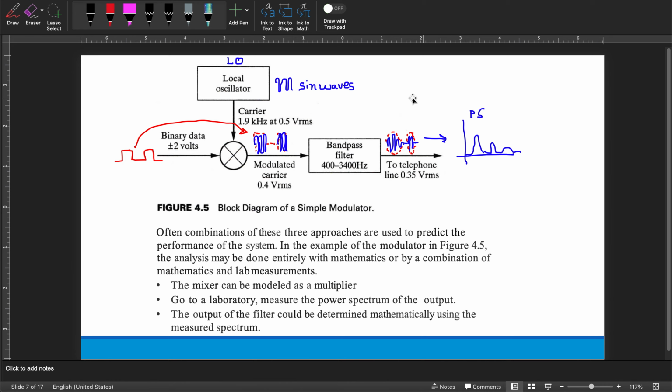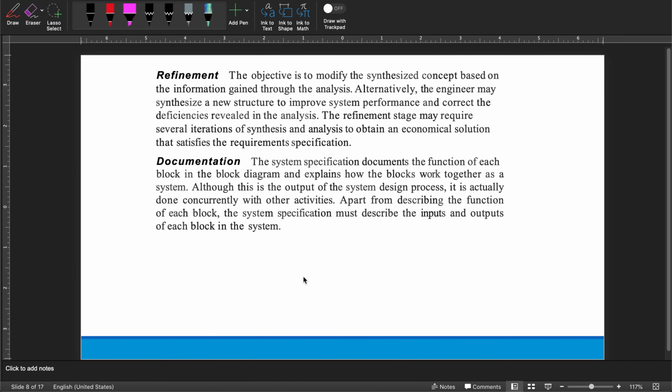But all this stuff now can be done in Simulink. I don't need to do a lot of the stuff that I was doing earlier. So anyway, in this example, the mixer is modeled as a multiplier, and we can do that in Simulink. We can measure the power spectrum of the output. We can do that in Simulink. We can do all this. Everything can be done now. It's all automatic. What a change in what is now available.